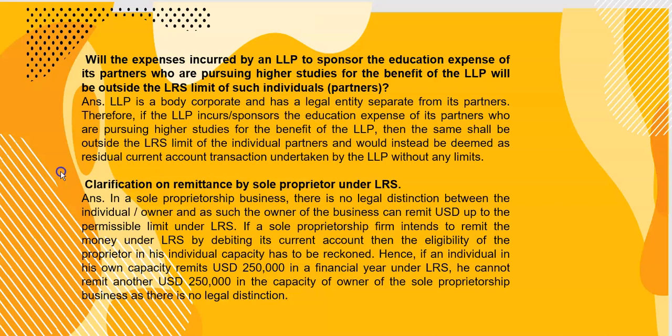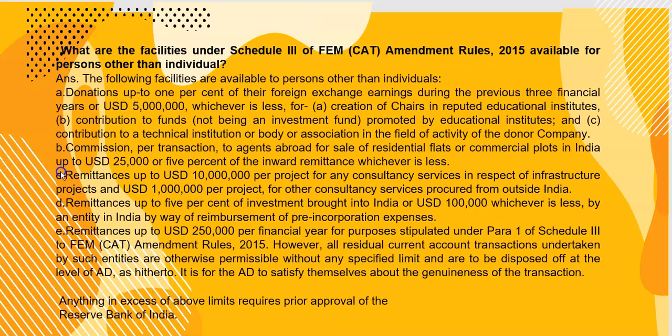In the case of sole proprietors, there is no legal distinction between the owner and the individual. So, up to the permission limit under LRS, if the sole proprietor firm intends to remit money under LRS by debiting his current account, then the eligibility of the proprietor in his individual capacity has to be reckoned. If the individual in his own capacity remits $250,000 in a financial year under LRS, he cannot remit another 2 lakh in the capacity of owner of the sole proprietorship. So either as an individual or as a proprietor, he can remit funds up to $250,000 per financial year.